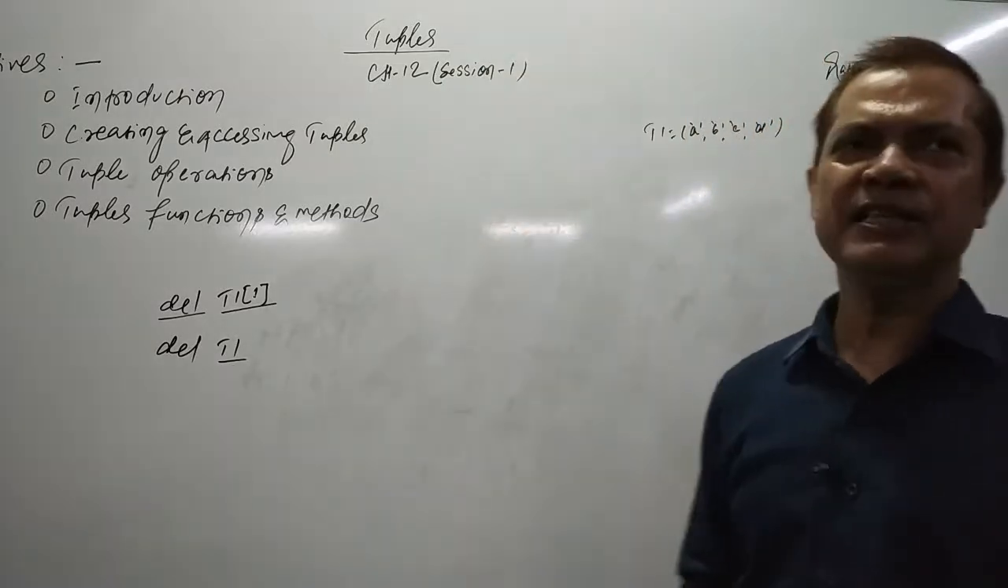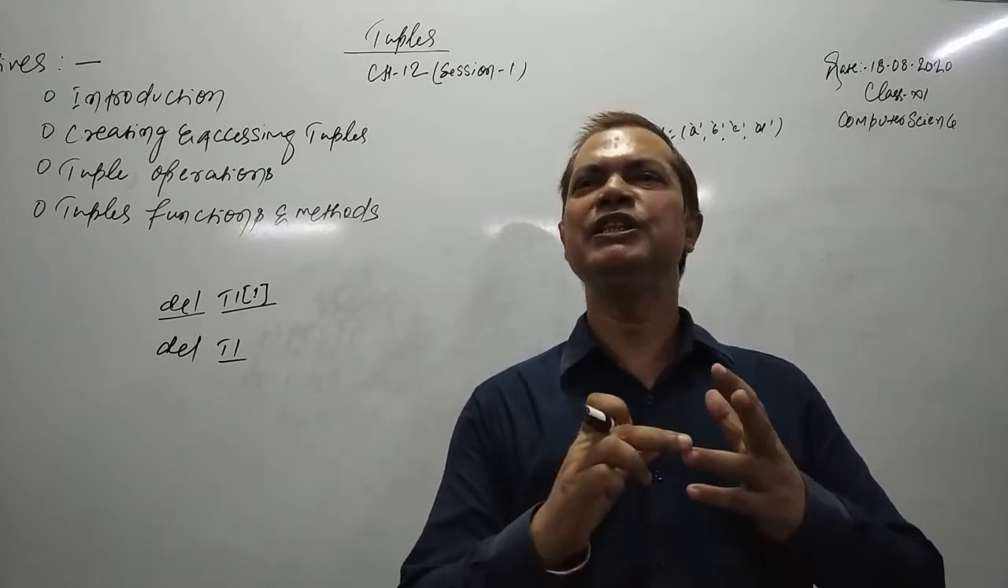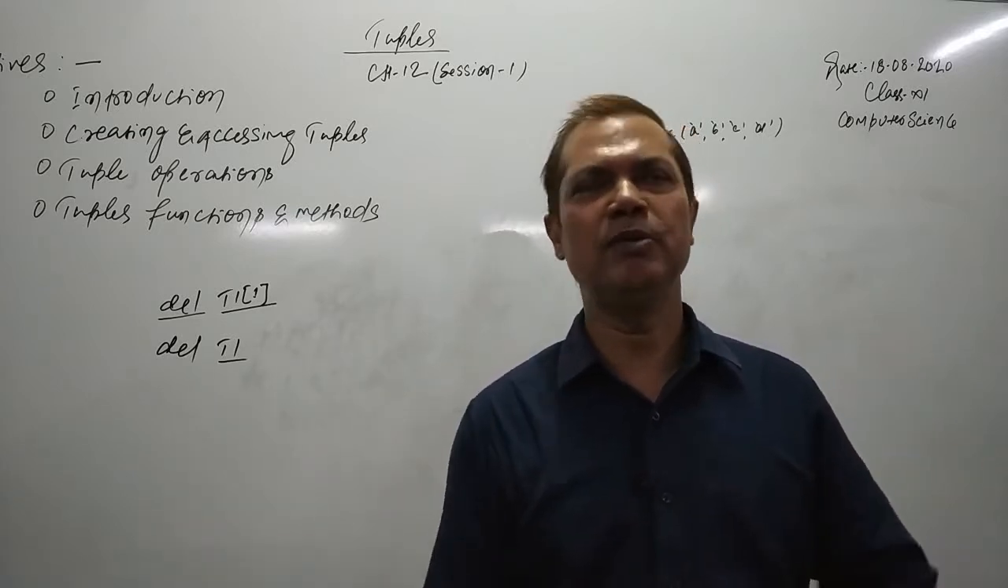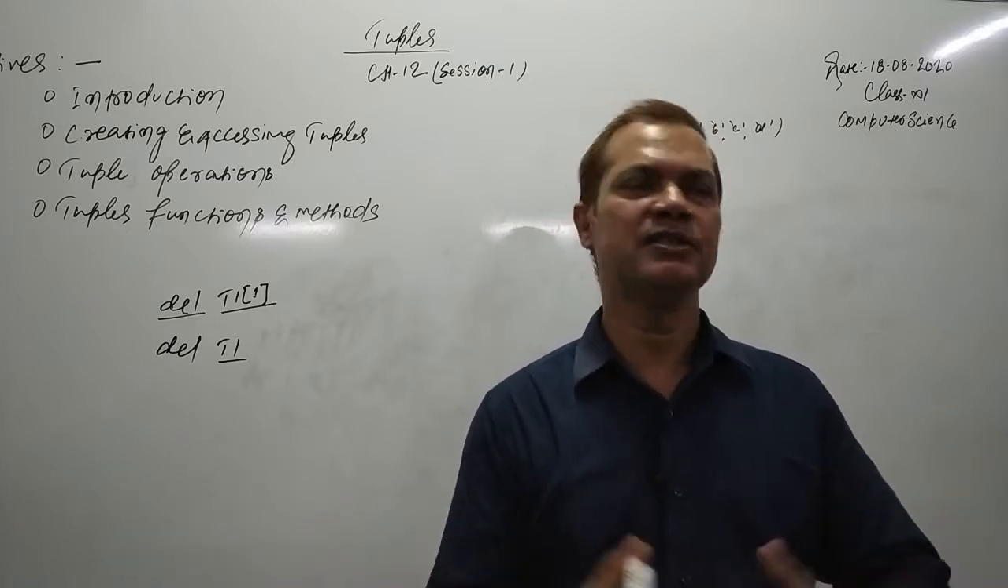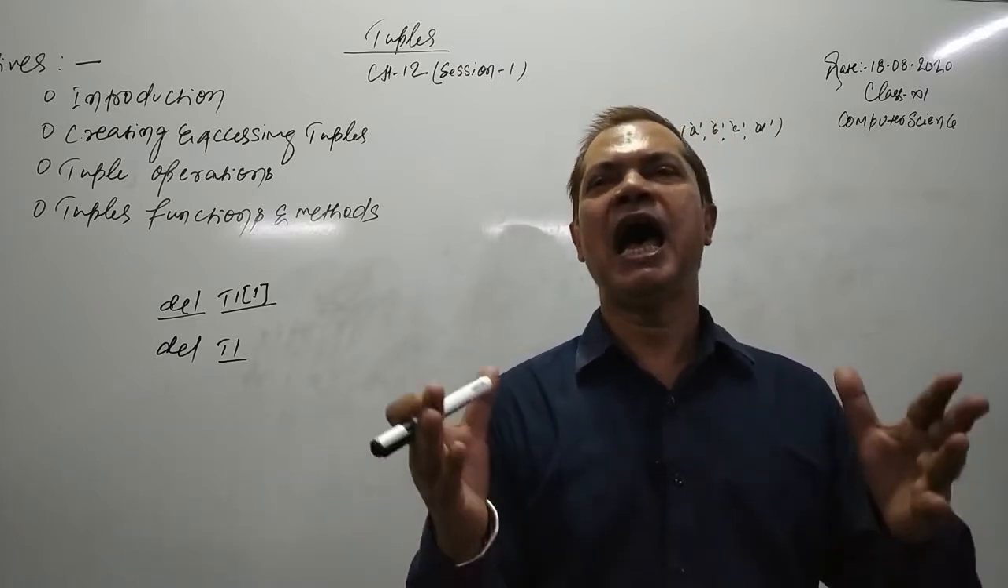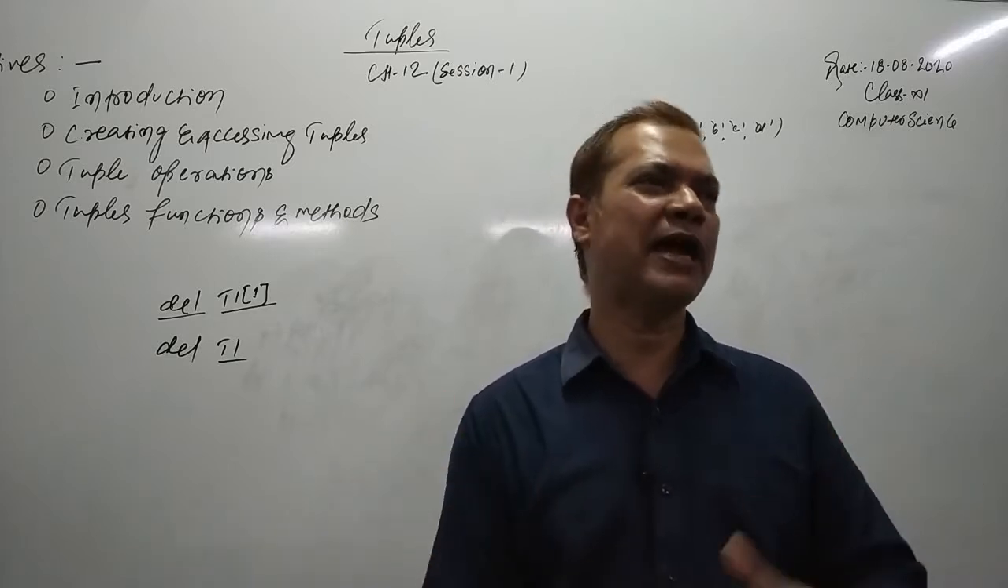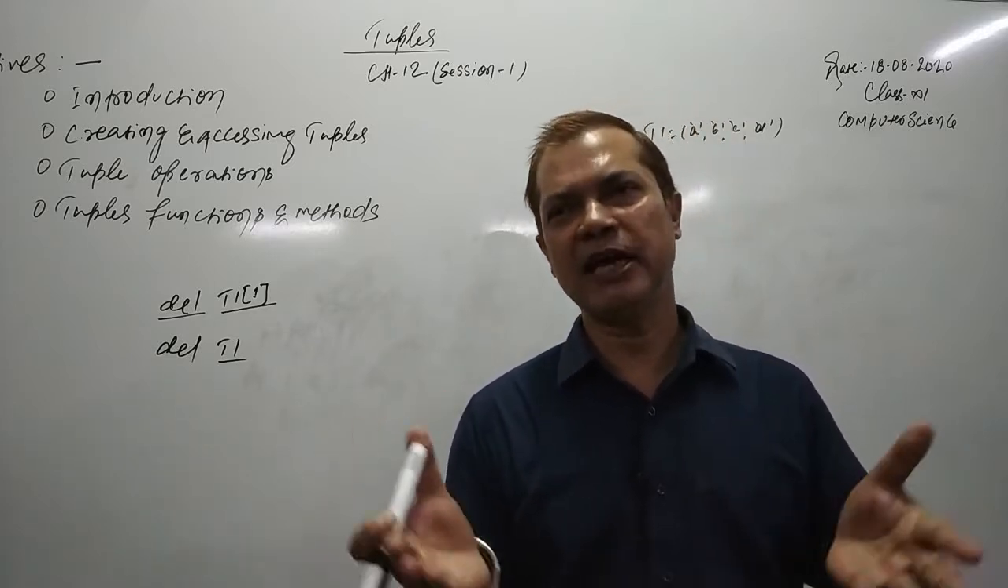Now, as you have seen the max and the min function of the tuple, min is simply used to find out the minimum value out of all the elements that are part of a tuple, and max will give you the maximum value. How to use it? Simply max, under bracket the tuple name, and min, under bracket the tuple name.